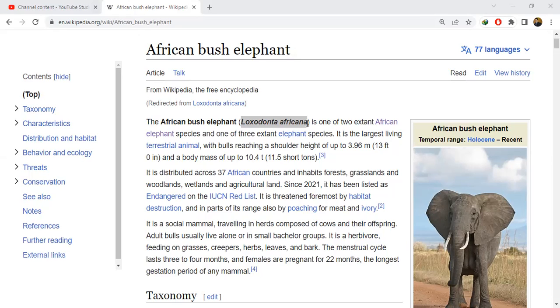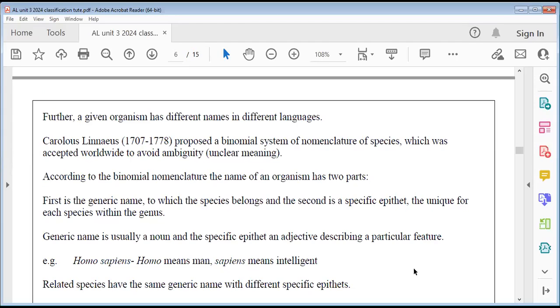Will an African elephant interbreed with an Asian elephant and form viable fertile offspring? No, sir. So all these are telling us the general name is not good to identify a species. So we need a scientific name.